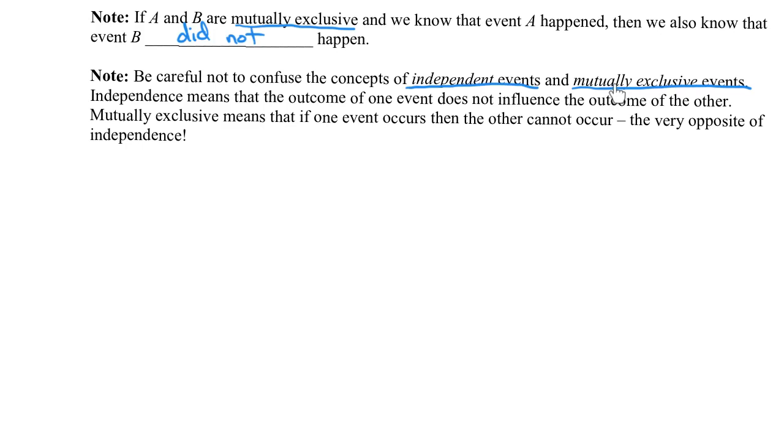Mutually exclusive just means they cannot both happen. So independence means that the outcome of one event does not influence the outcome of the other. Mutually exclusive means that if one event occurs, then the other cannot occur, which clearly means that they are not independent, right? Because if one happens, that means the other doesn't happen, which is the very opposite of independence. So just be careful with these two. Just keep in mind they're different ideas, right? Independent events and mutually exclusive events are different things.